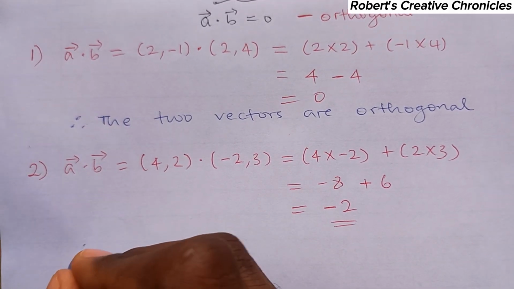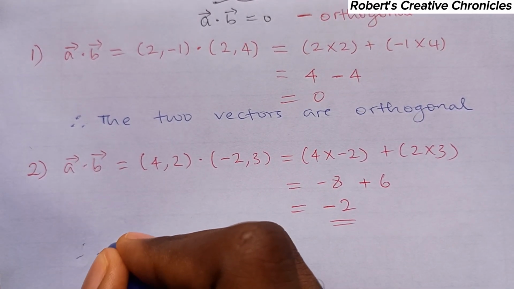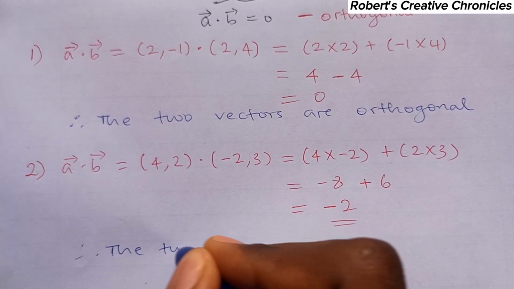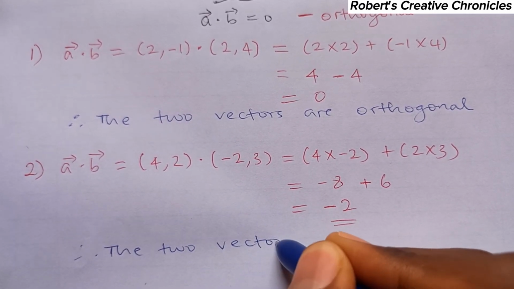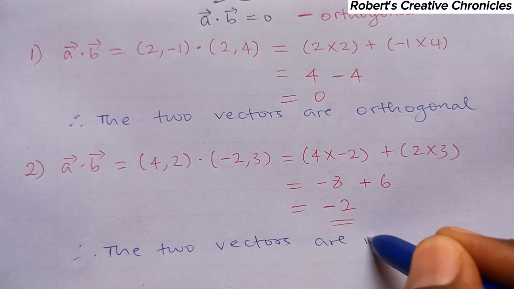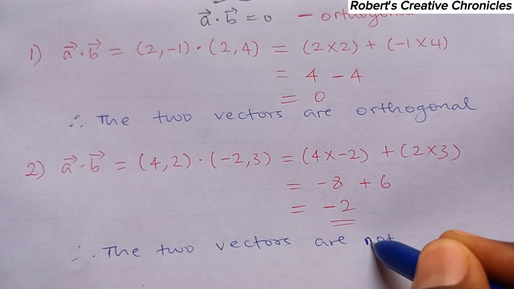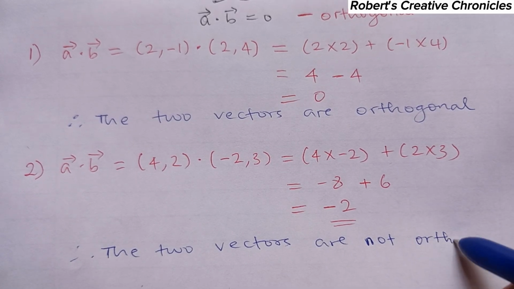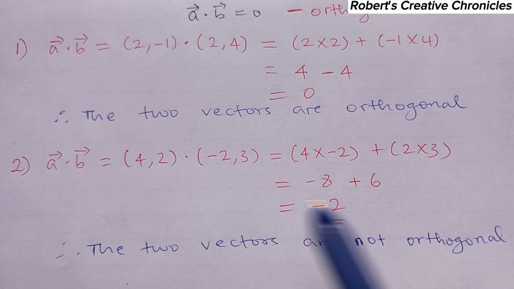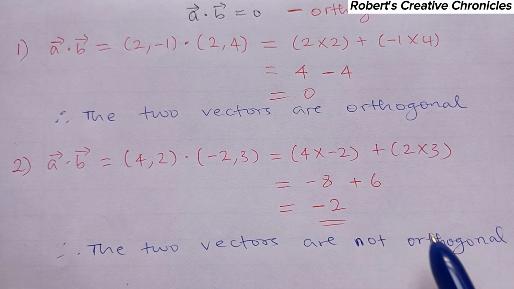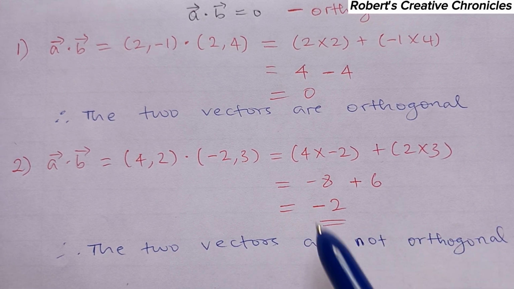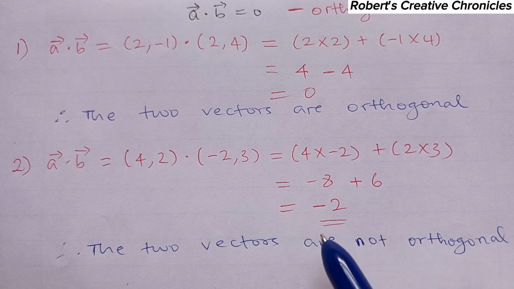So therefore, the two vectors are not orthogonal. In other words, they are not perpendicular to each other, or the angle between them is not 90 degrees.